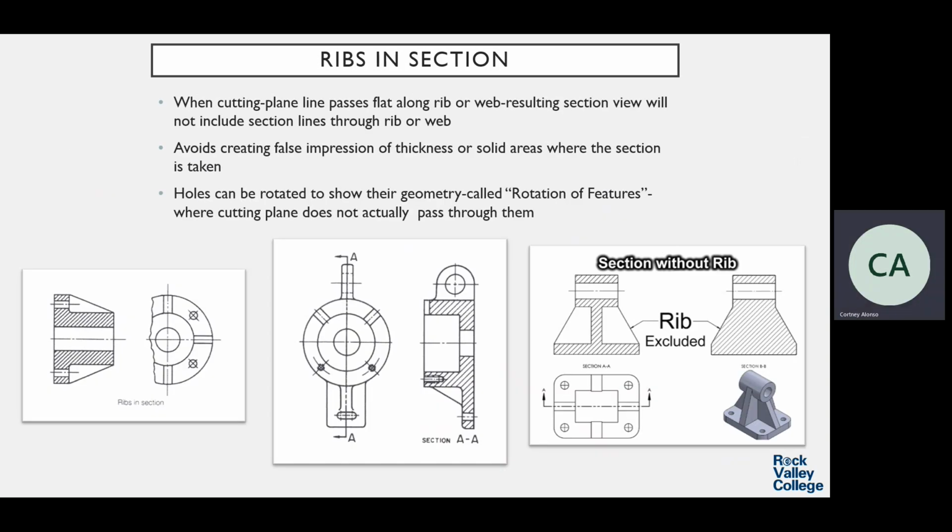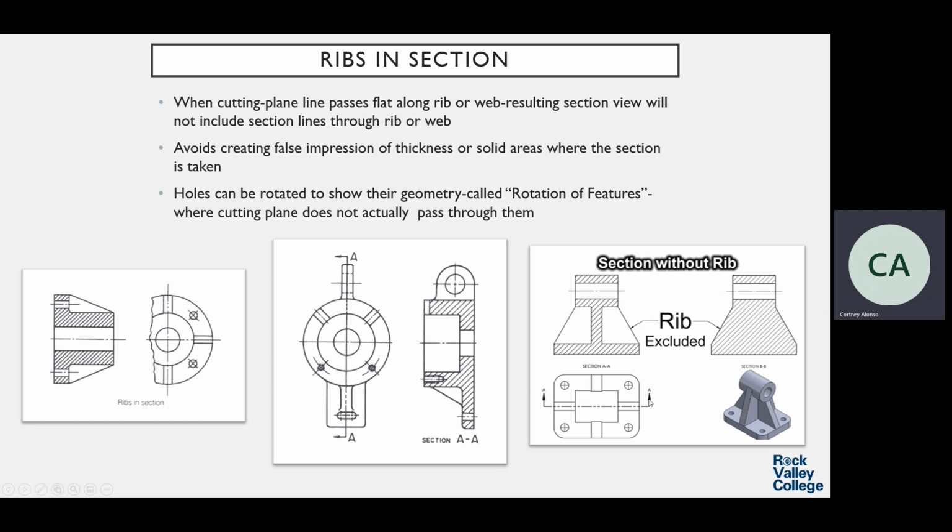Okay, here's another one. This one is called ribs in section. When the cutting plane line passes flat along the rib or the web, the resulting section view will not include the section lines through the rib or web. So what is this saying? This is quite interesting. When you cut through this part, say right through the middle here, at this very top you're only going to see this, which doesn't really give me too much information, right?